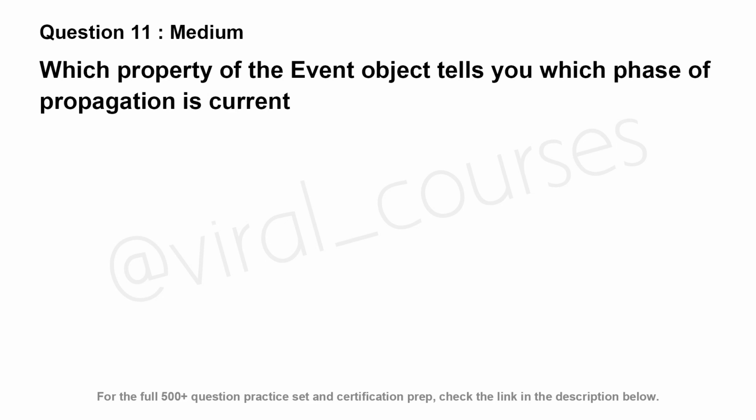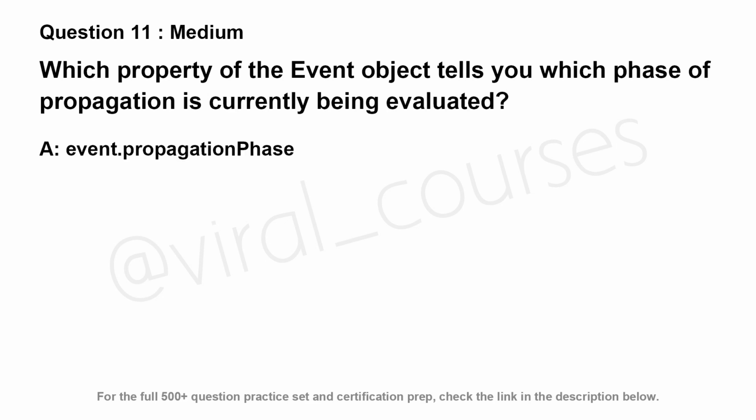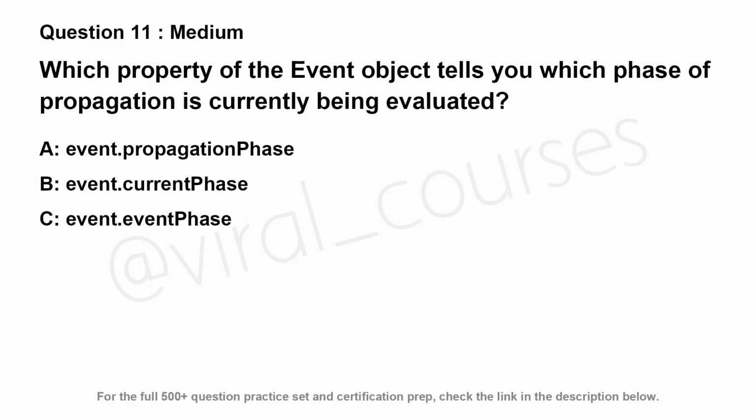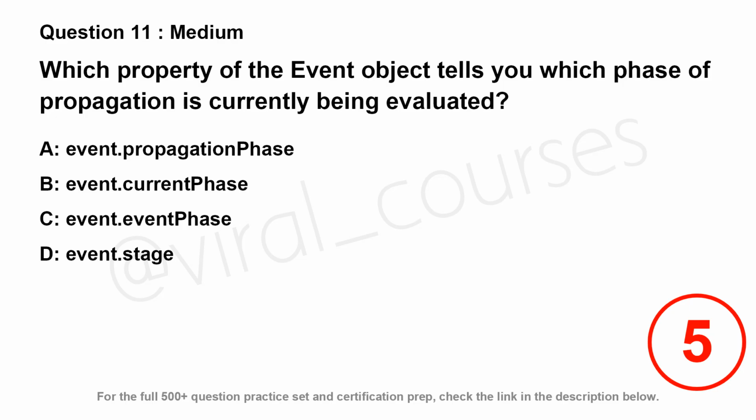Which property of the event object tells you which phase of propagation is currently being evaluated? Option A. event.propagationPhase. Option B. event.currentPhase. Option C. event.eventPhase. Option D. event.stage.